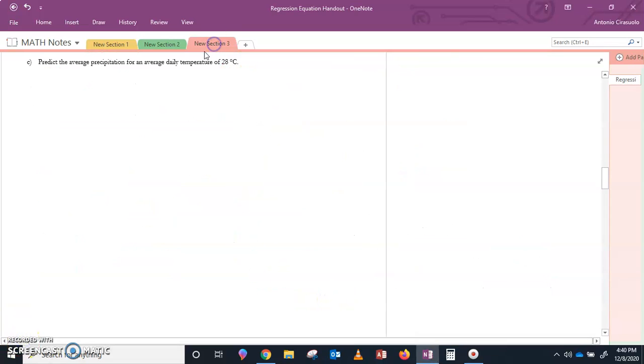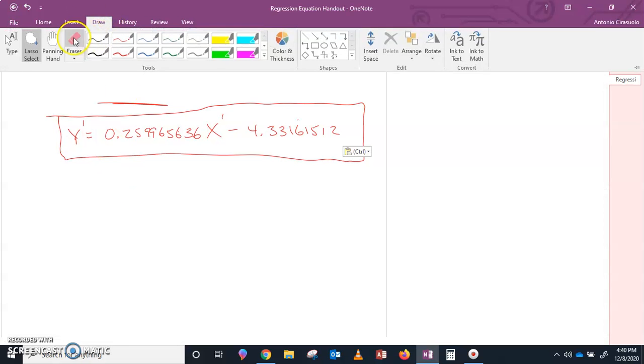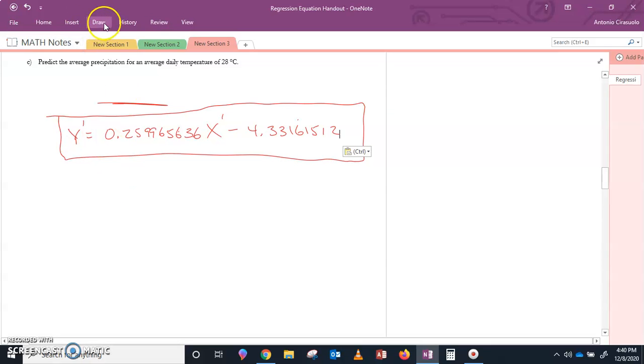Next, what we're going to do is predict the average precipitation for an average daily temperature of 28 degrees Celsius. So what does that mean? Well, here's our regression equation. We're going to insert into our equation the value 28 for x, and that's going to be the predicted value for y. So we substitute this into our equation.